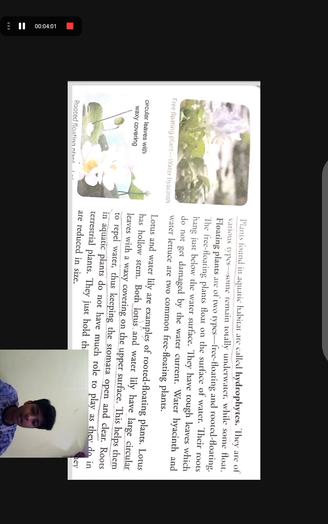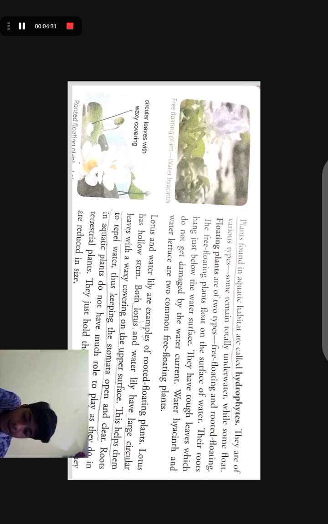Plants found in aquatic habitats are called hydrophytes. I have told you that mesophytes are the moisture-loving plants, and xerophytes are the desert plants, and hydrophytes are the aquatic habitat plants. They are of various types. Some remain totally underwater while some float. Floating plants are of two types, free floating and root floating.